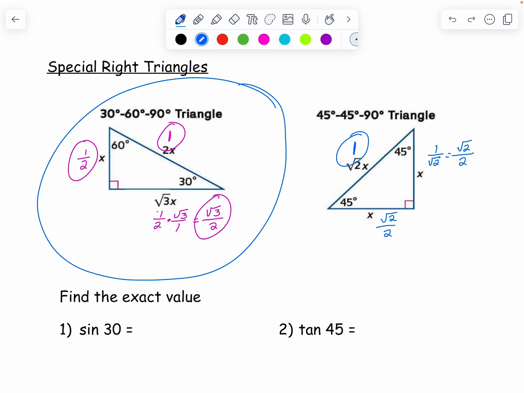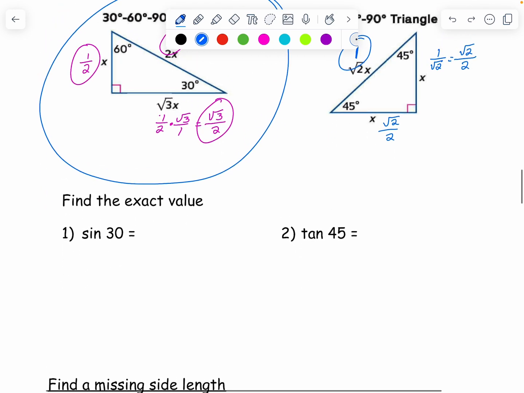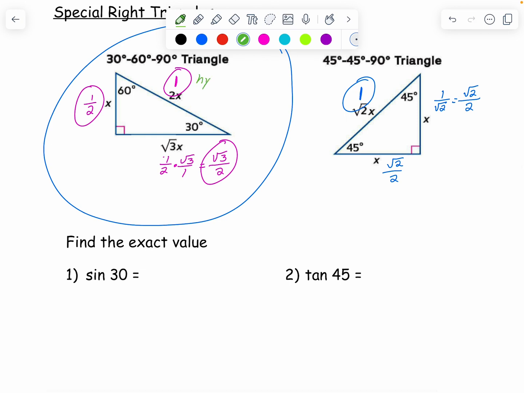Even though those may not be the same actual side lengths, they are a simplified version of that ratio. So the ratio will hold true, even though the side lengths may actually be longer. So if we've got sine of 30, the first thing we have to do is make sure we label correctly. We know this has to be our hypotenuse. Since we are using the 30-degree angle, across from that would be our opposite. And then the other side would have to be the adjacent.